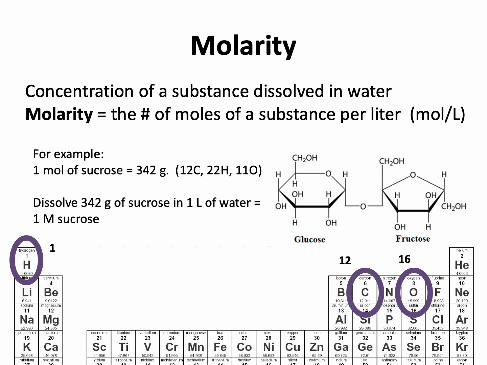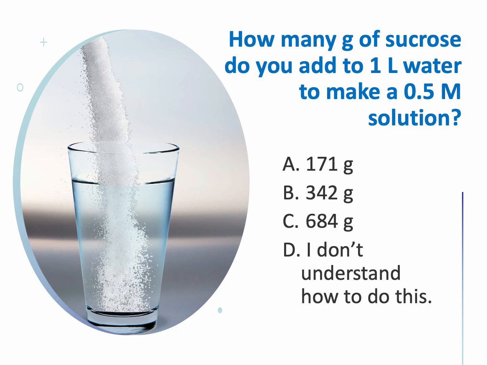Hopefully that makes sense. Let's try something else. So that's a molar solution of sucrose. 342 grams of sucrose dissolved in a liter is a molar solution of sucrose. So how many grams of sucrose would you have to add to 1 liter if you wanted to make a 0.5 molar solution of sucrose?